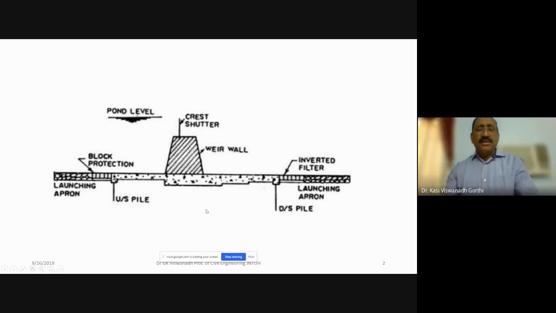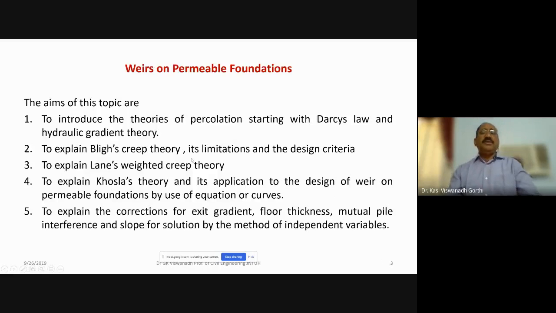So today we look at how to arrive at these thicknesses and what the basis for it is, what theories are available to arrive at this thickness, and what principles are involved in calculating the uplift pressure at various points underneath this weir.